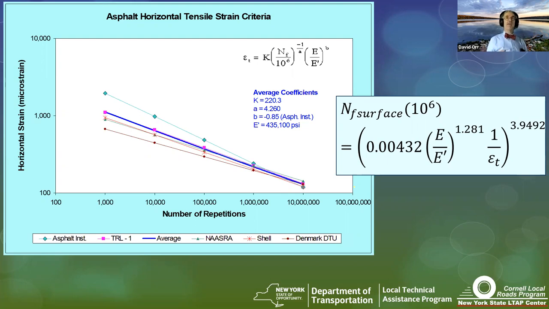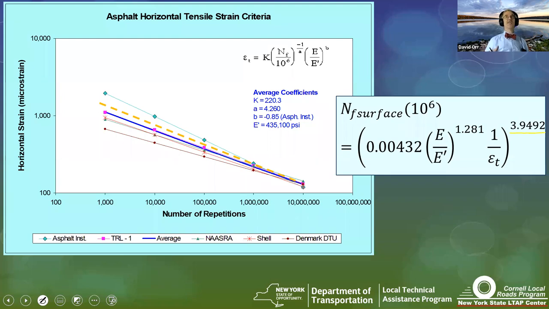There's a more modern pavement design we'll talk about a little bit here called the Mechanistic-Empirical Pavement Design Guide from AASHTO. And that particular design guide has a slope that's right in the middle. So it turns out all of these criteria are pretty close to each other. And if you look at the average for all of these things put together, the slope that you might come up with is a slope of 3.9492.